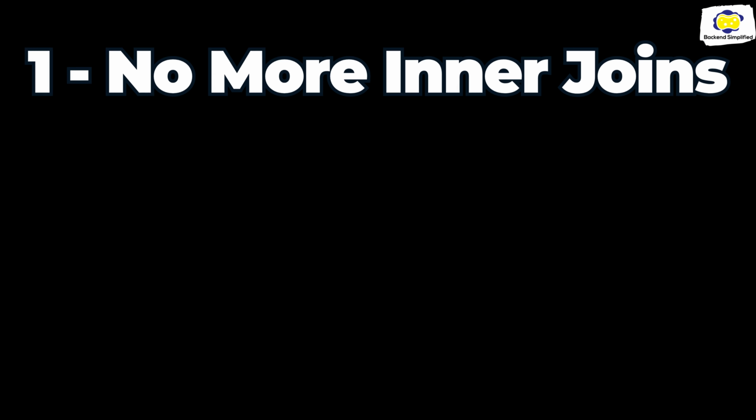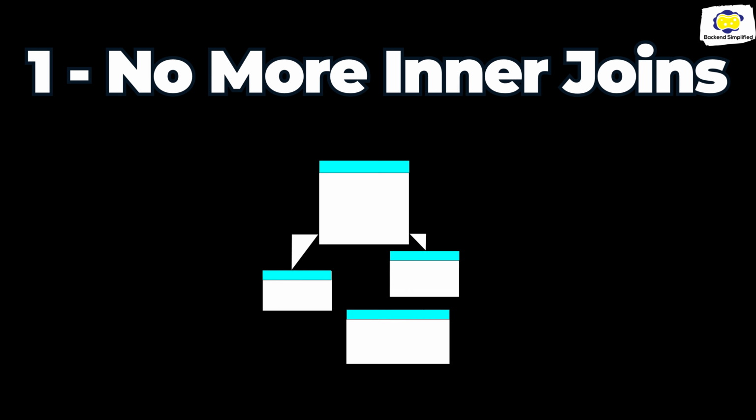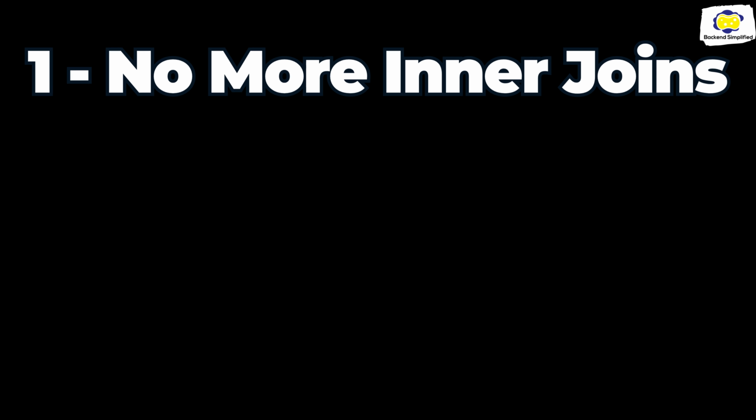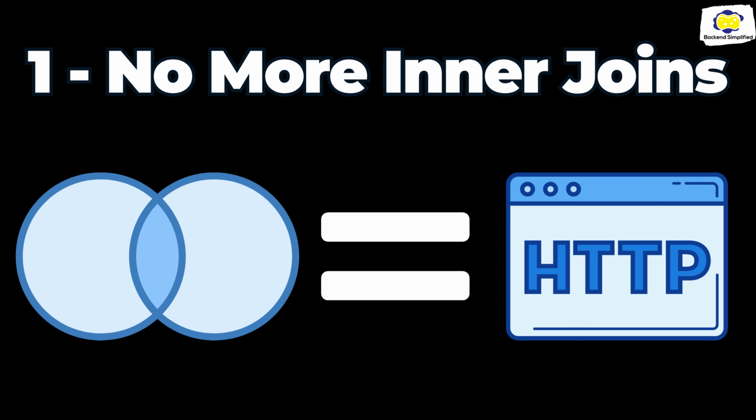This is our first disadvantage: no more inner joins. If you are using a relational database with foreign keys, to implement it in a microservice architecture, we need to fetch every entity from a different service. An SQL query with 3 inner joins will be equivalent to 3 internal HTTP requests.